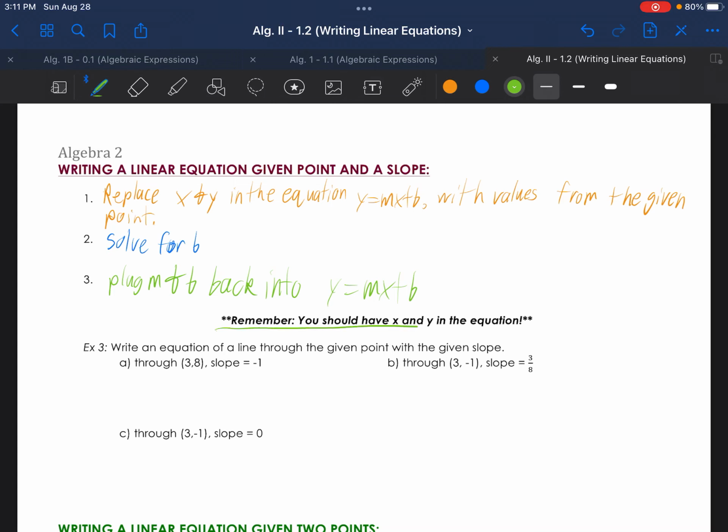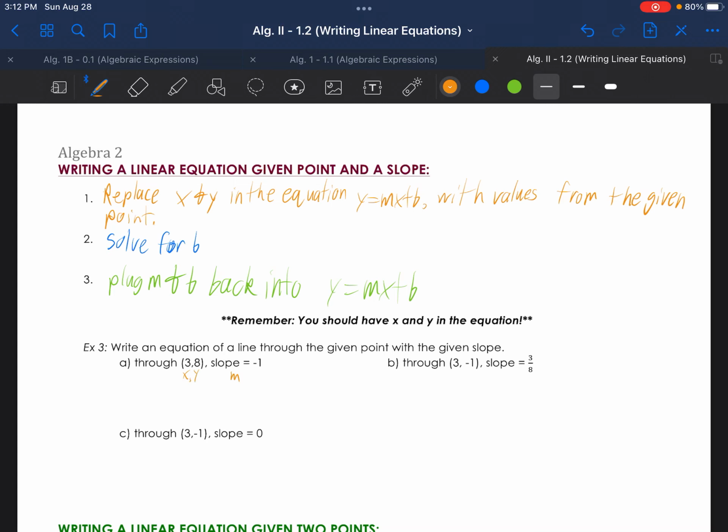So, and this is a quick little reminder that, hey, when you're writing your final equation in the y equals mx plus b form, you should have the x and the y in the equation still. The only numbers that should be replaced are the m and the b. So on example 3, we're writing an equation of a line through the given point, with the given slope. So on A, we're told it's going through 3, 8. So that is the given point, and the slope is negative 1. So that's our m, and this is our x, y for now.